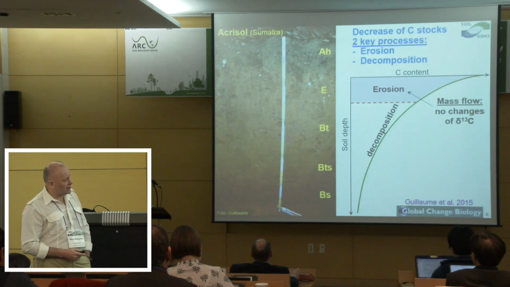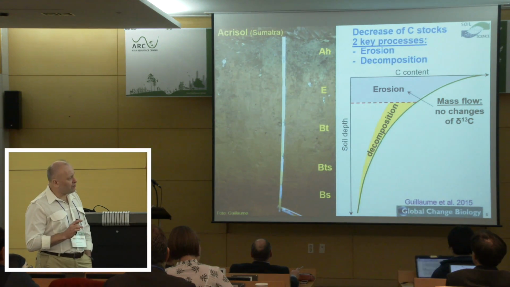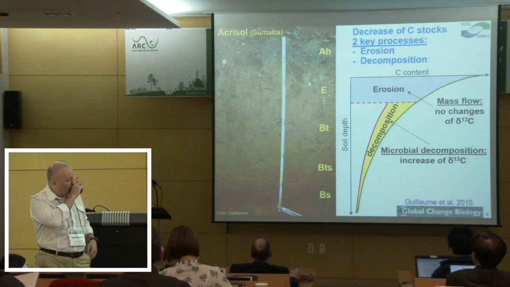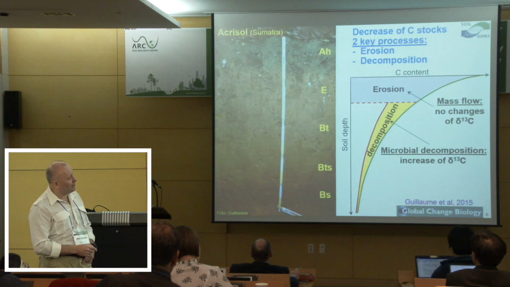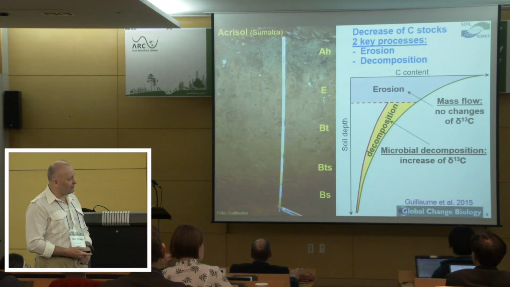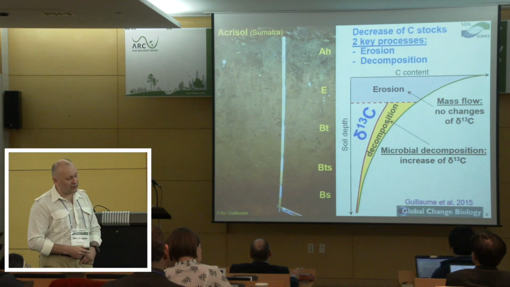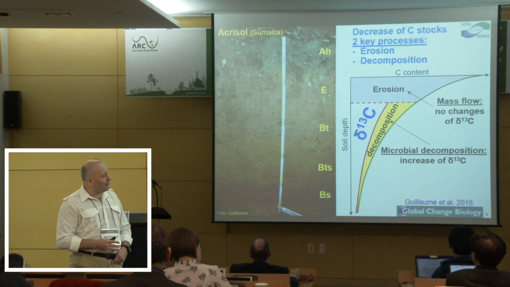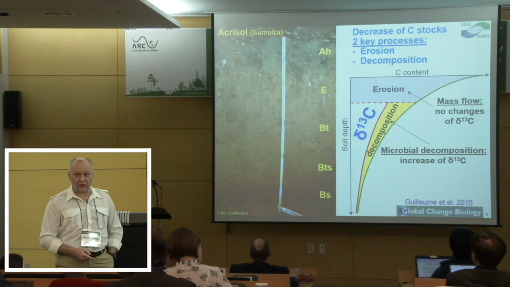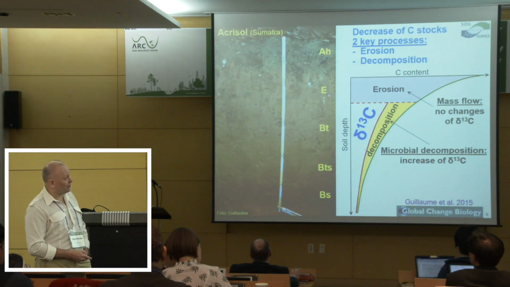The second process is decomposition, which is ongoing very slowly. This is a microbial process leading to an increase of isotopic composition of the remaining soil organic matter. And we thought that if we measure the isotopic composition of the remaining carbon, then maybe we can disentangle these two processes of soil organic matter destruction.